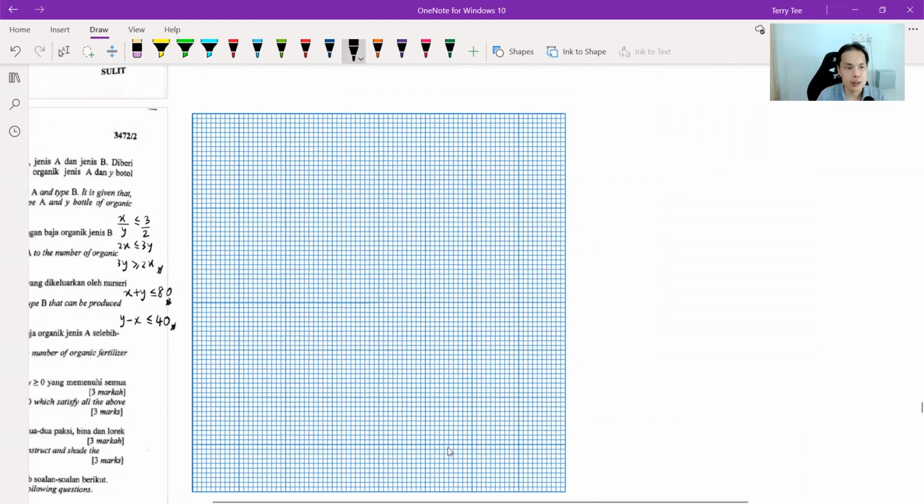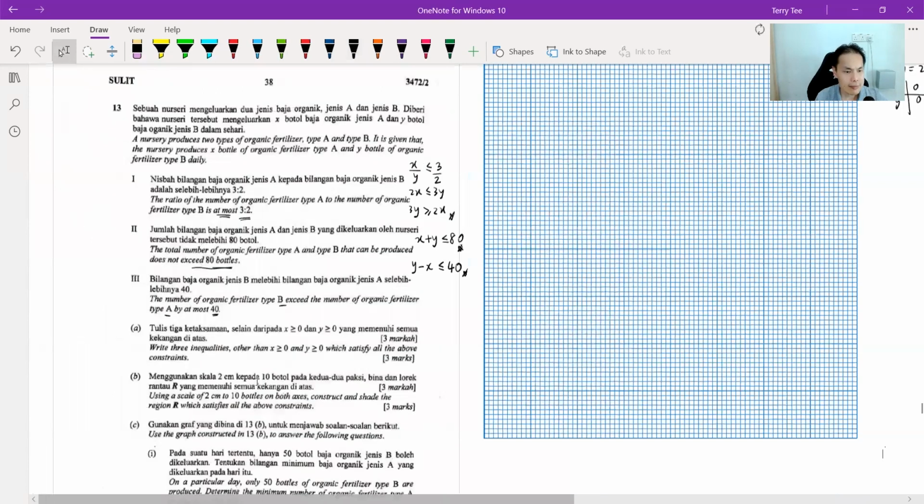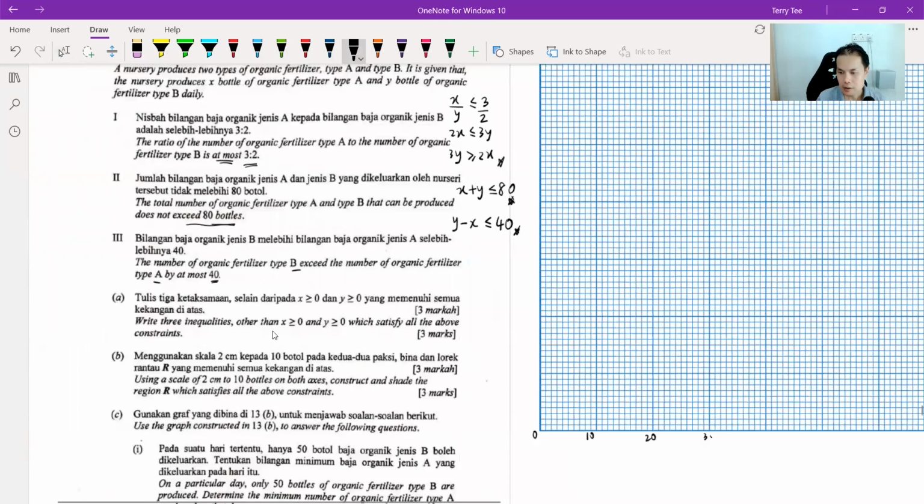So the first graph will be 3y equals 2x. For the table values, we just use x equals 0, y equals 0. The second point we can use any point, but let's check the scale again. The scale given is 2 cm to 10 units. So maybe I just label here first. This is 0, 10, 20, 30, 40, 50, 60.